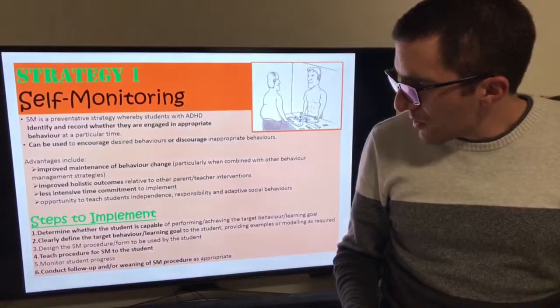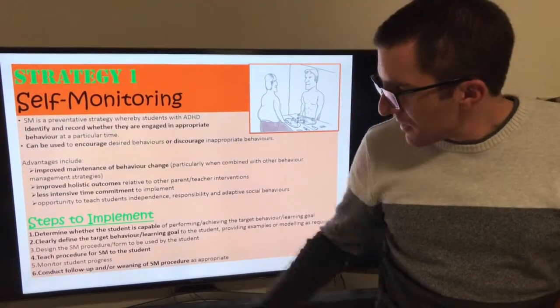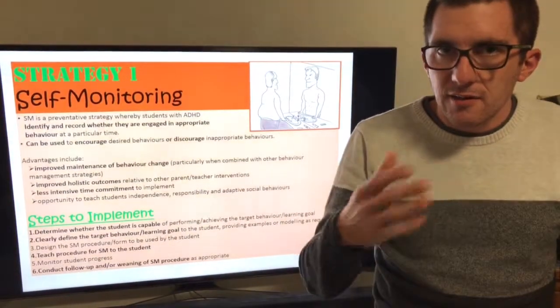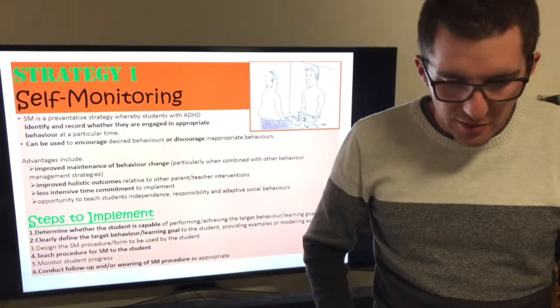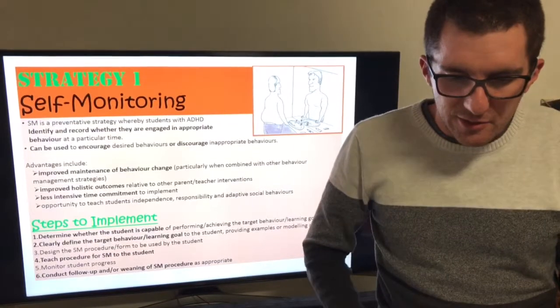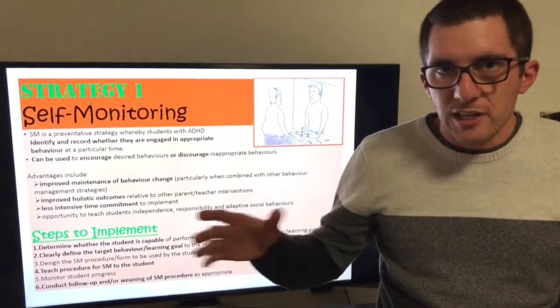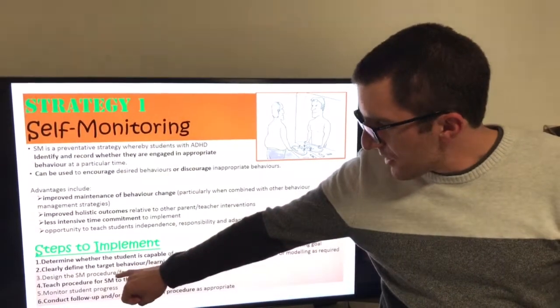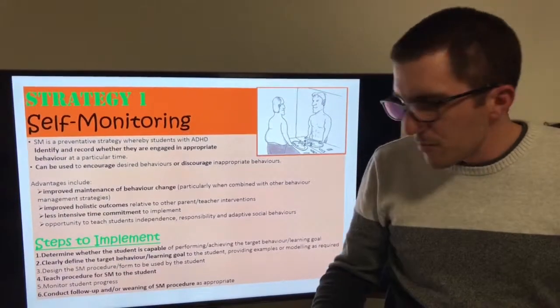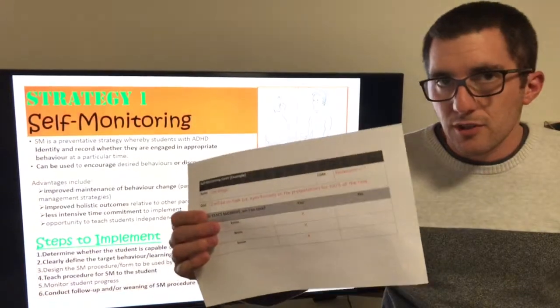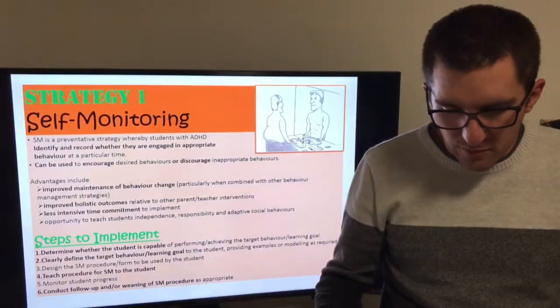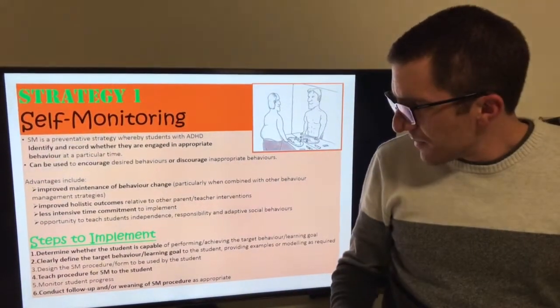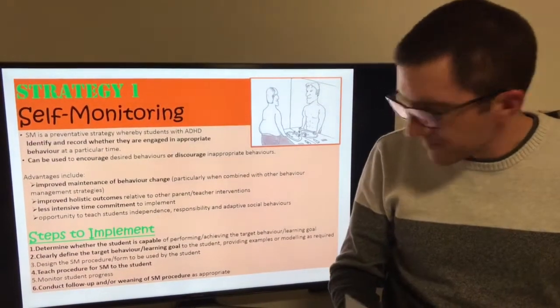You then need to monitor the student progress, and that can be done on an ongoing basis, either formally or informally, and then conducting lots of follow-up with the goal being to wean them off this over time. I did miss a step there actually, step 3, so you actually need to design the form. So you can use something like this, or you can design something completely different depending on what you need. I think I got all that.